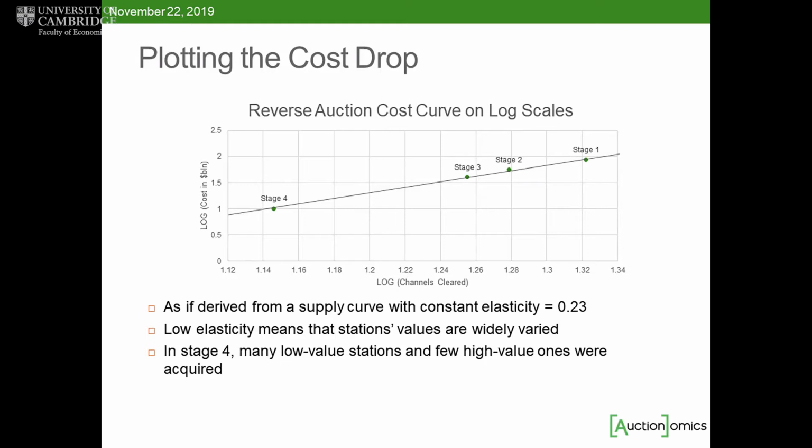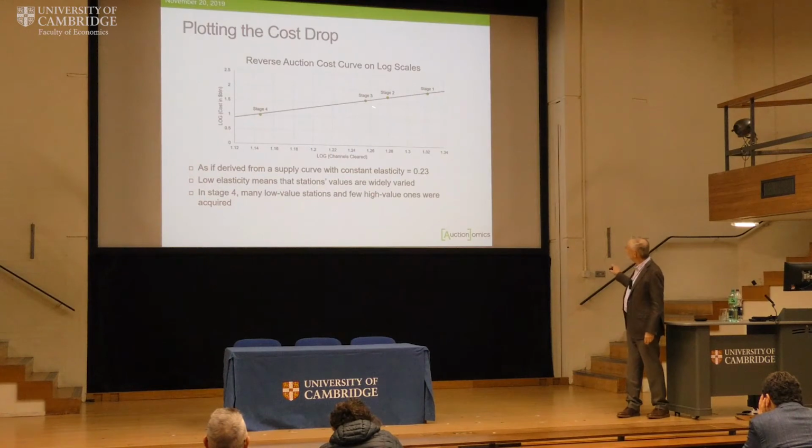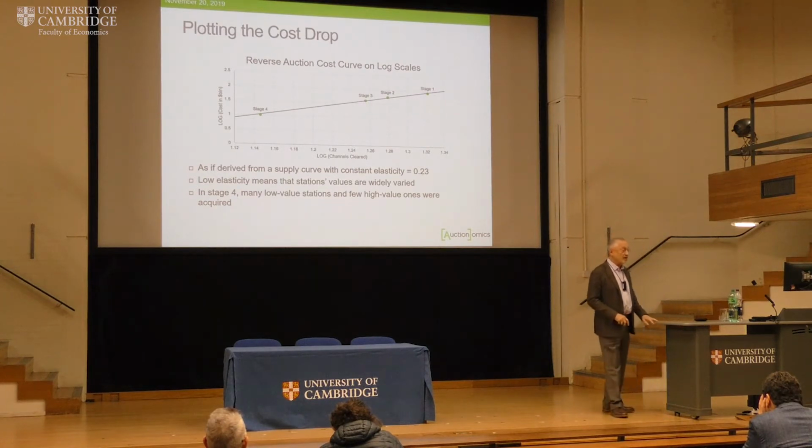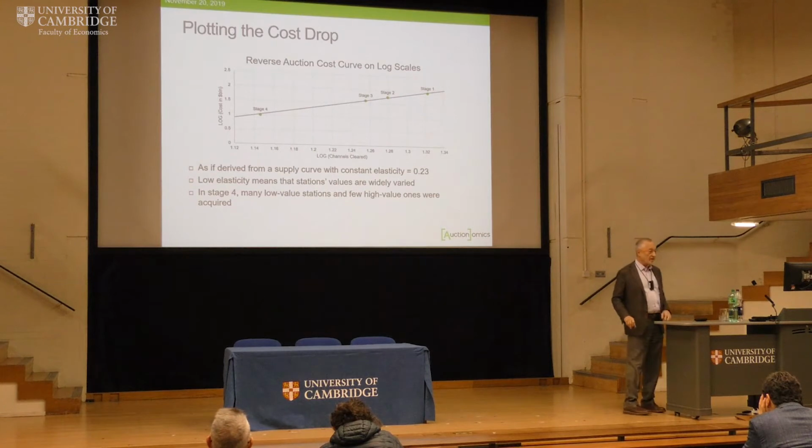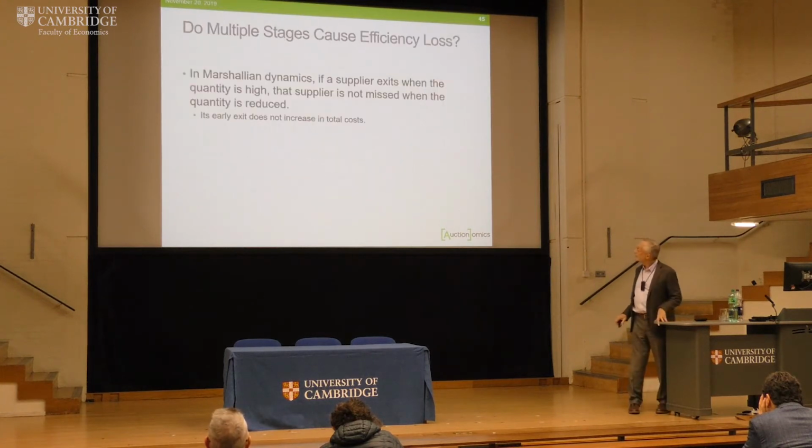And again, the big deal that really made the cost fall is we needed so many fewer channels. This is, remember, 2 fewer channels. This is 1 fewer channel. This is 4 fewer channels. And that led to a drastic fall in the costs of clearing.